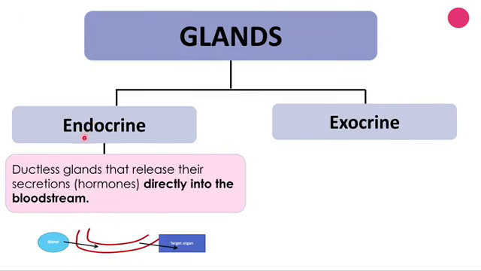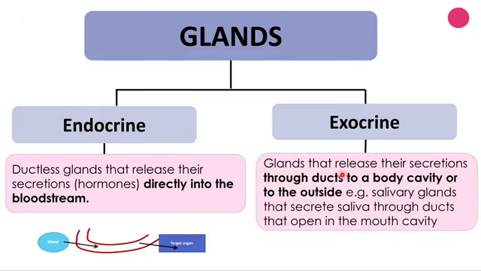Right, so I always tell my kids there's a D in the word, it goes directly into the bloodstream. Whereas an exocrine gland, in this case there are ducts, so it has to go through a duct to be able to reach the target organ. So there's the gland, and in this case the hormone needs to go through that little duct. It doesn't go through your bloodstream to reach the target organ. So an example of this type of gland would be your salivary glands. They secrete the saliva through a duct, and that will then reach your mouth.